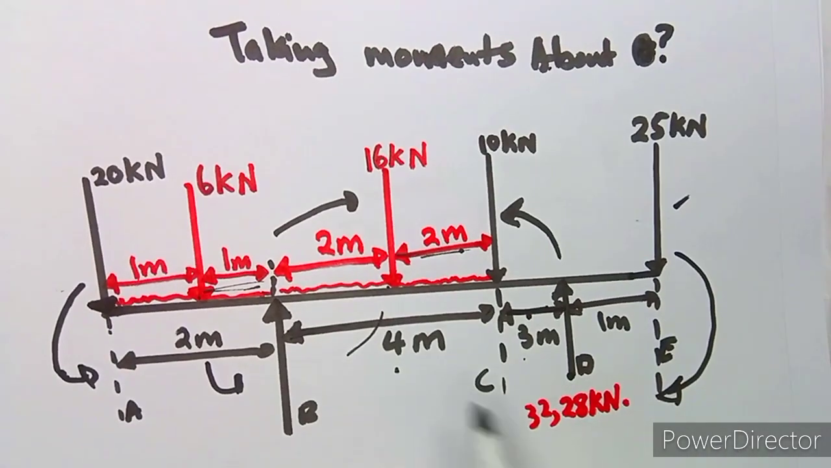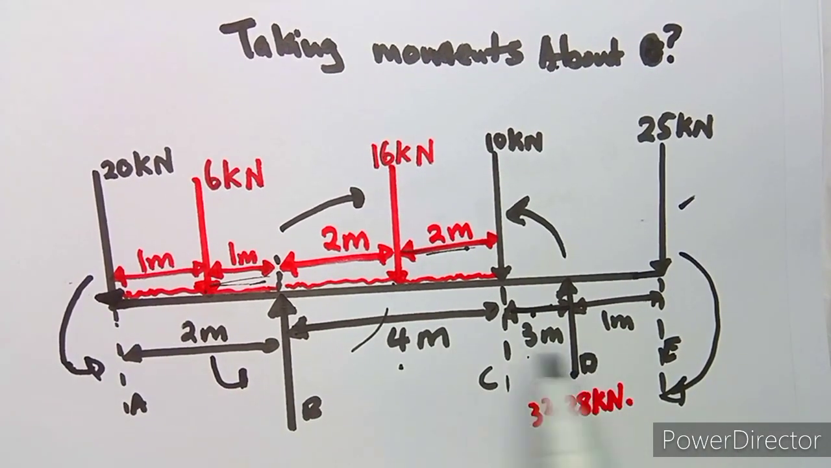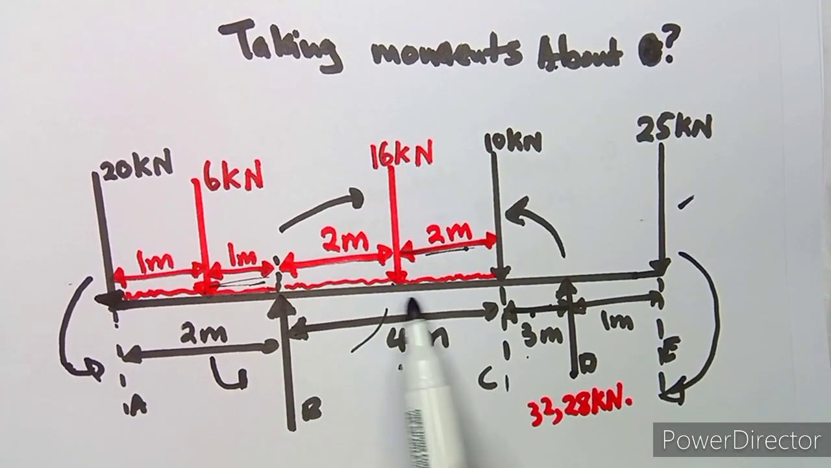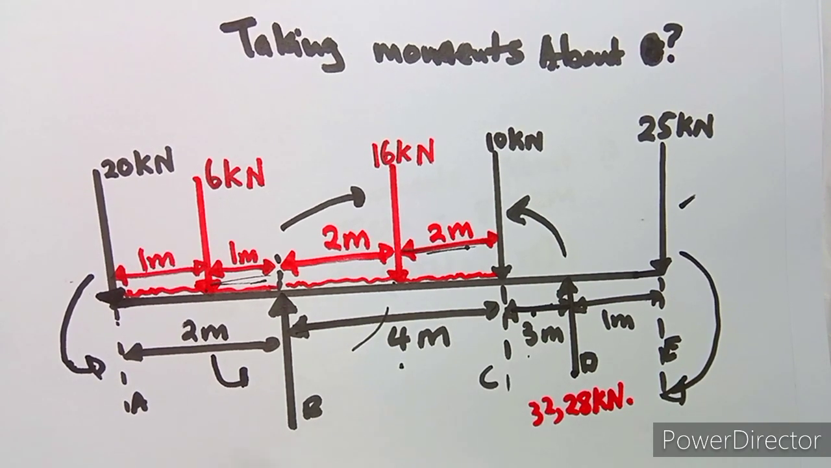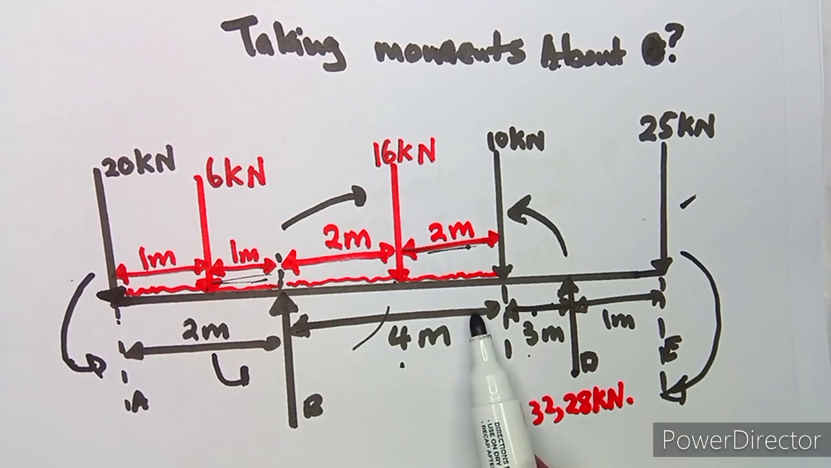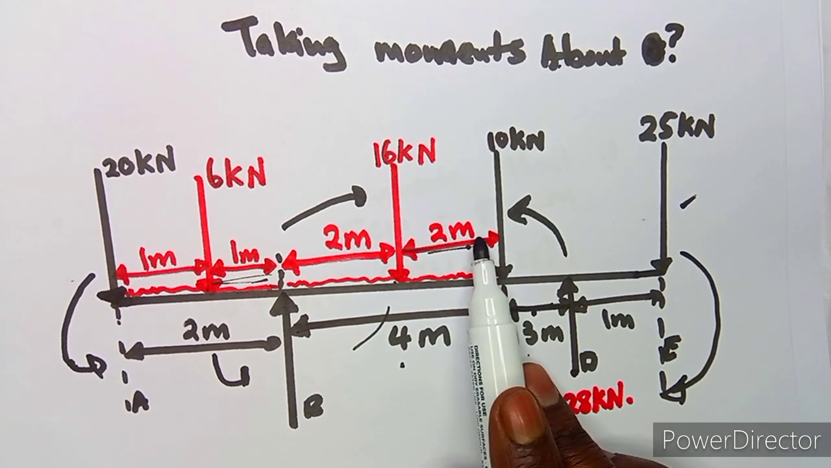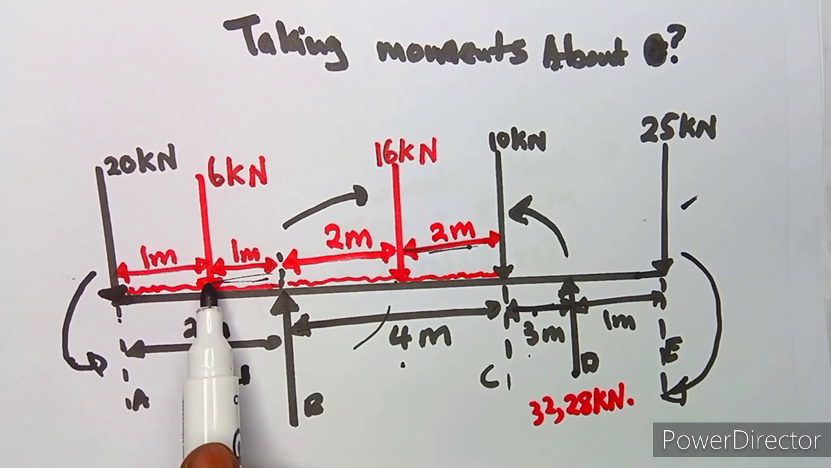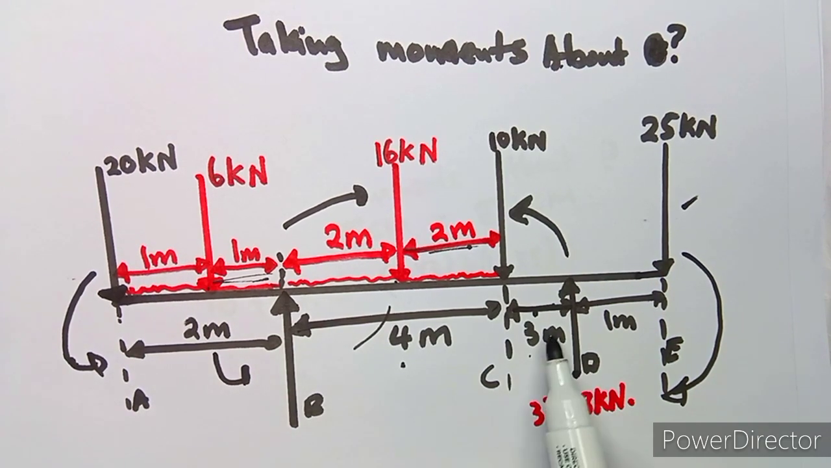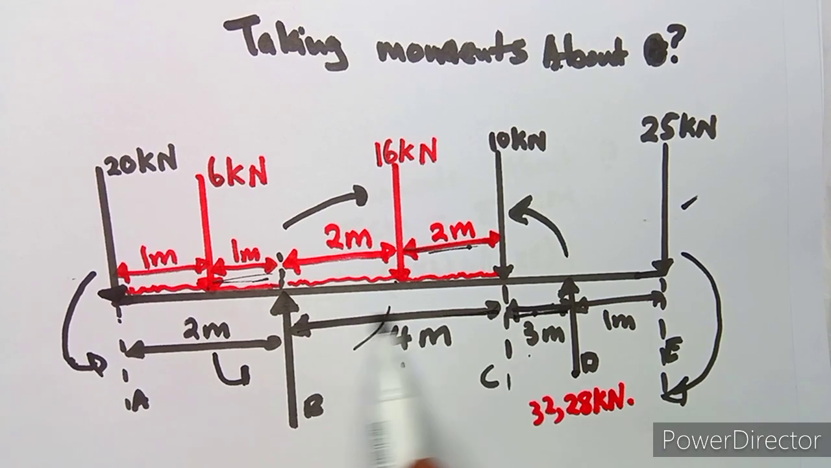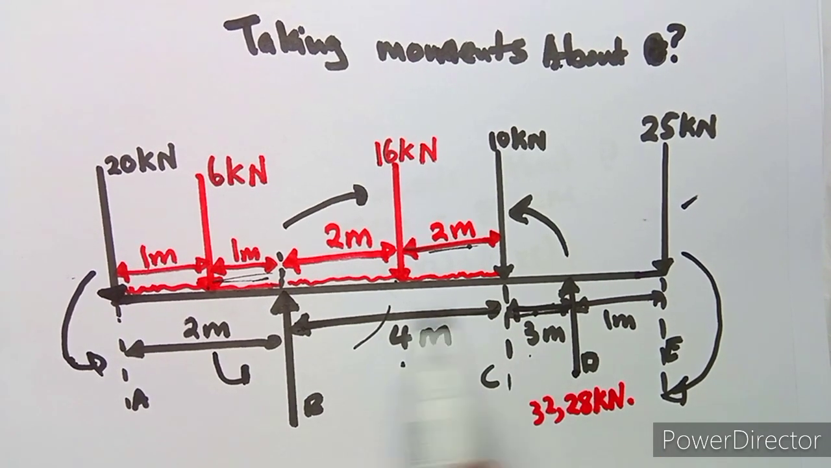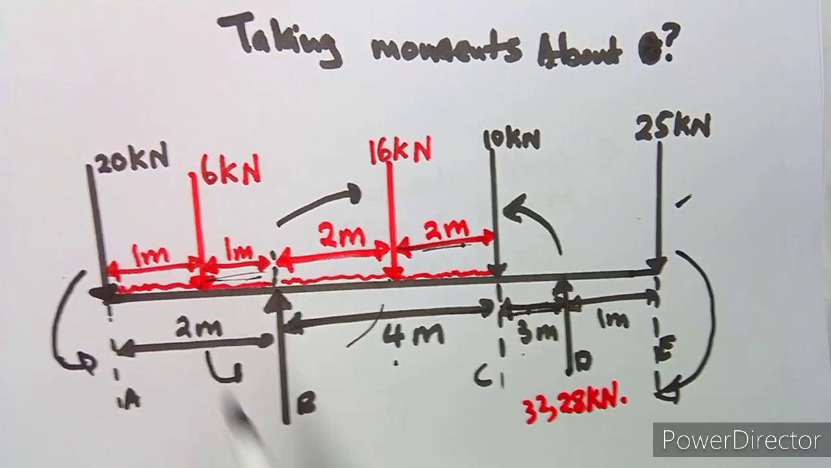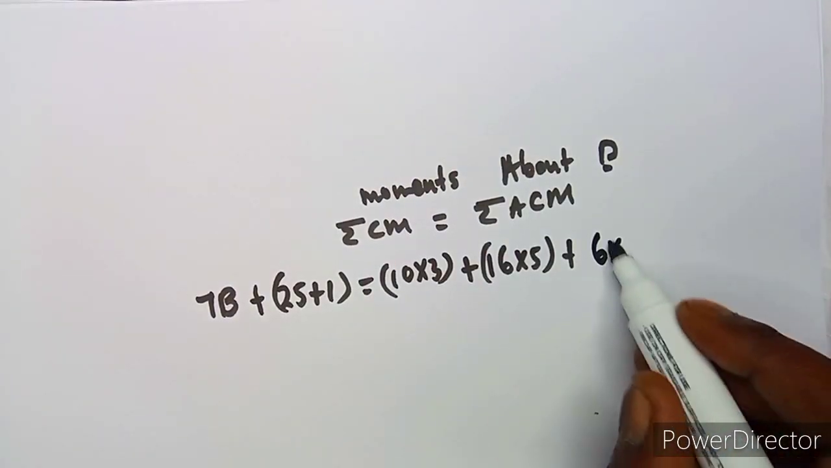Plus, we move on. We are done with this 16 and back to 5. If you are using this as a distributed load, it's going to be 4 kilonewton per meter times 4 meters times 2, so that it can make sense. We move on to this one. It's 6 here, but what is the distance back to D? We have 3 plus 4, which is 7, plus 1, so it's 6 times 7.